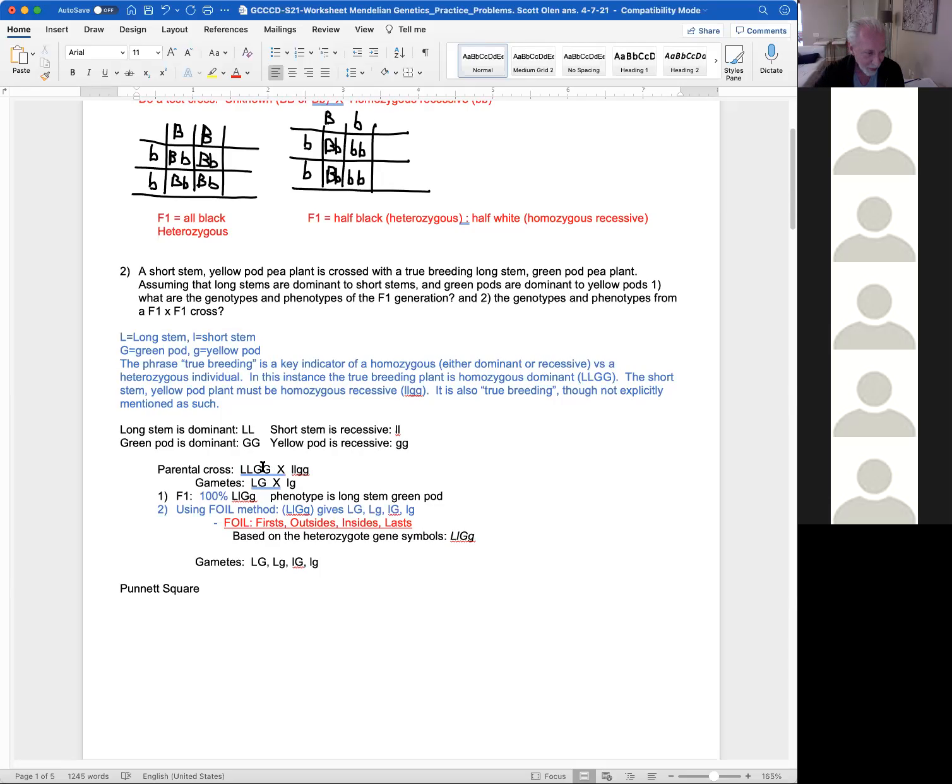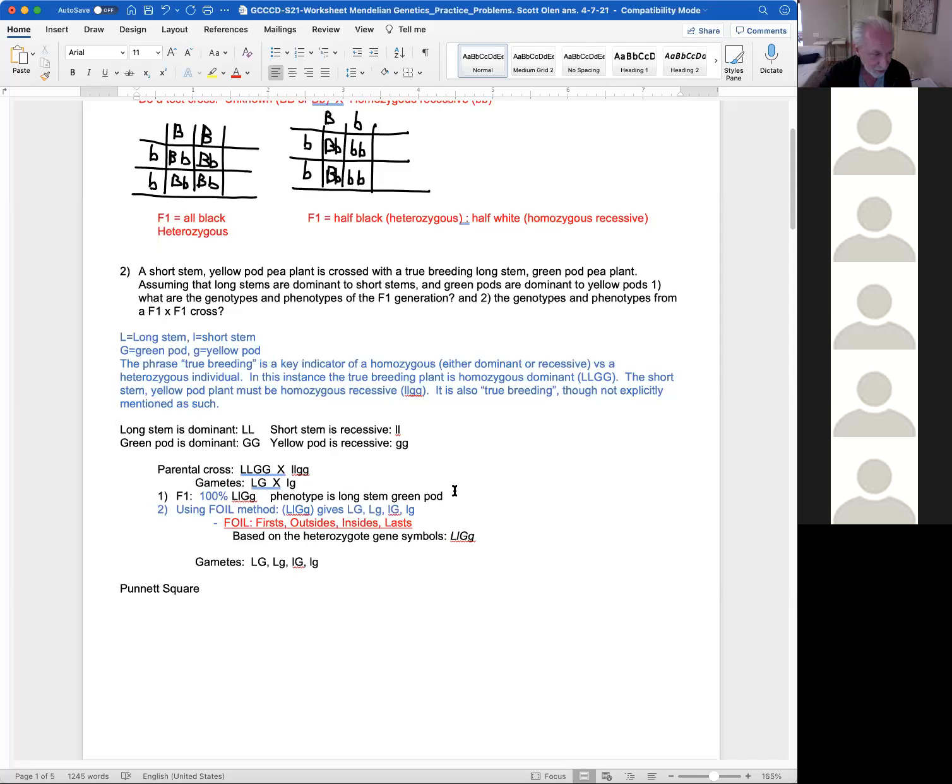So the big LL, big GG parent, the homozygous dominant one, will make one kind of gamete, big L and big G, whereas the other one will make one kind of gamete, little l and little g. So in answer to the first question, the F1 will be 100% heterozygotes. And the phenotype is long stems and green pods.